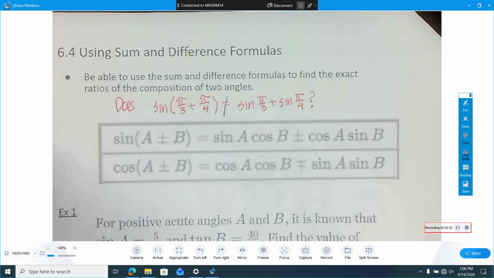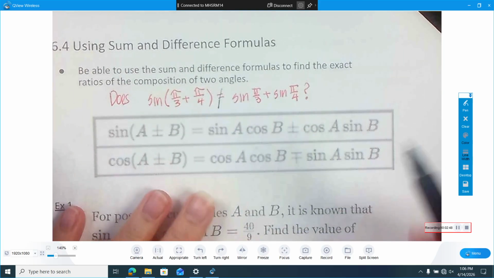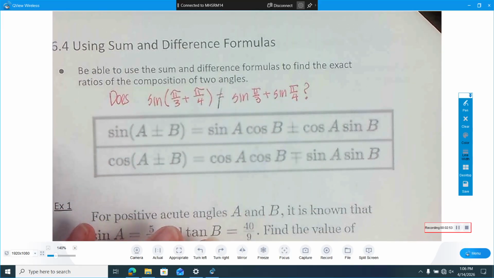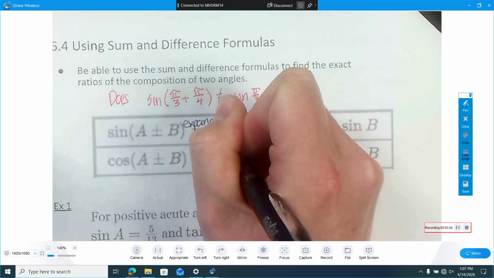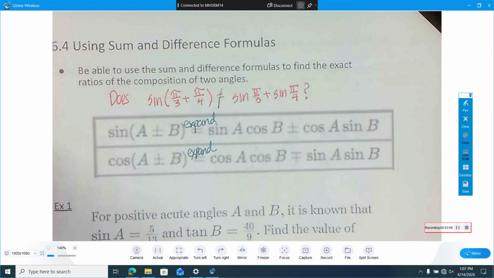Instead, if we need to find the sine or the cosine of the sum or difference of two angles, we have a formula. This formula is different for sine and cosine. I want to point out a couple of things. A and B are the angles that we're looking at. Sometimes we're going to have to create our own angles, and sometimes we're going to use our unit circle. I like to use the word expand for both of these, just to help you remember that it is a big old expansion.